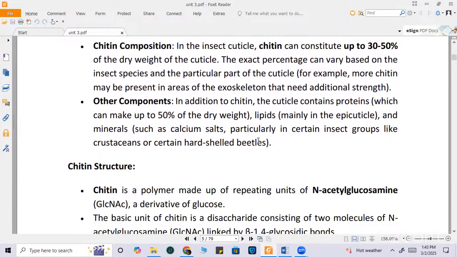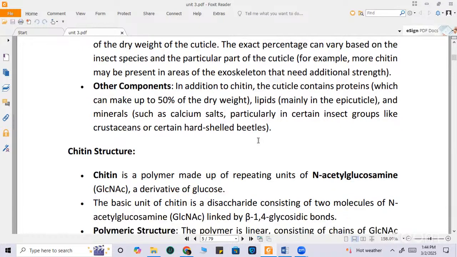So coming to the chitin structure. We are talking about chitin, its importance, its composition, and how much of the composition is there in the cuticle. So we will see what chitin is and what its structure is like. Chitin is a polymer made up of repeating units of N-acetyl glucosamine, a derivative of glucose.